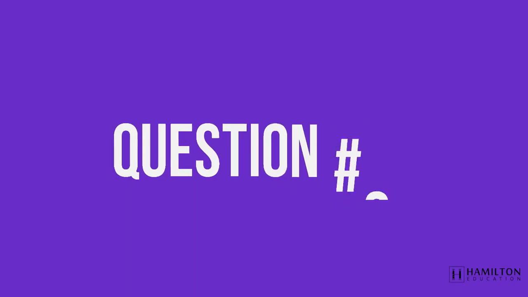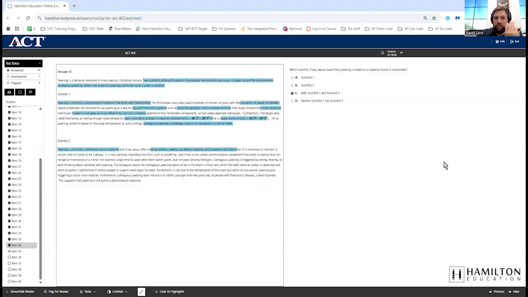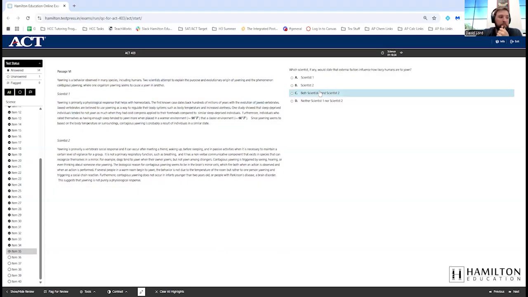Which scientists, if any, would assert that external factors influence how likely humans are to yawn? Well, scientist 1 said something about temperature, so definitely scientist 1. And scientist 2 said when meeting a friend, waking up. So it sounds like that is also an external factor. So again, it would be both scientists 1 and 2.